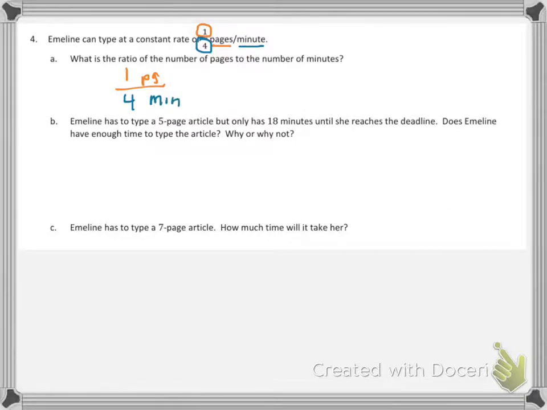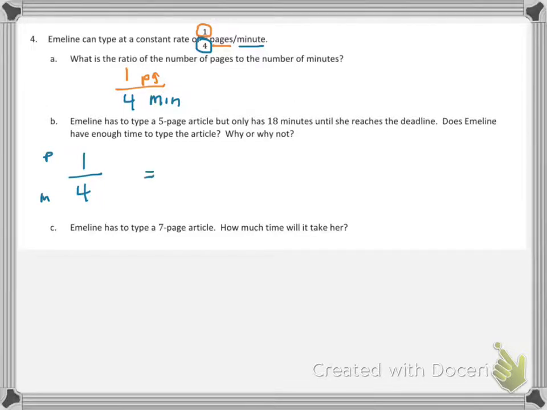Order is everything. Emmeline has to type a 5-page article, but only has 18 minutes until she reaches the deadline. Does Emmeline have enough time to type the article? Well, let's find out. Let's use the ratio that we came up with. That's 1 page every 4 minutes, pages to minutes.